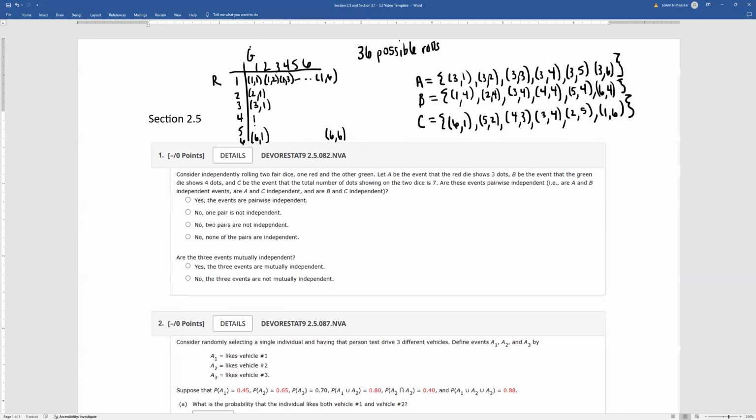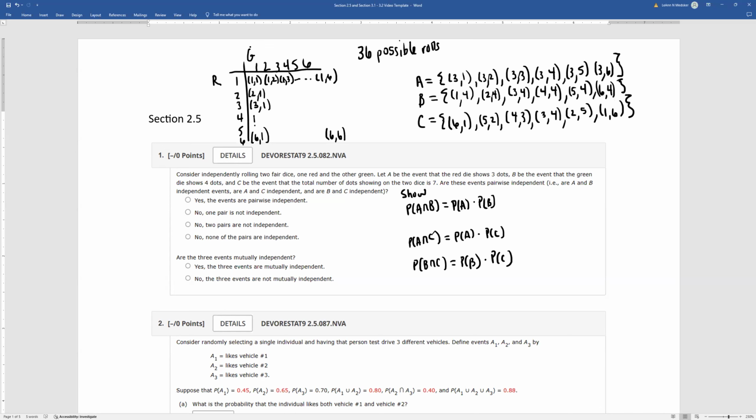Now we want to know if the events are pairwise independent. To prove that, we need to show each of the following. We need to show that the probability of A intersect B is equal to the probability of A times the probability of B. We'll need to show that the probability of A intersect C is the probability of A times the probability of C. And we'll need to show the probability of B intersect C is the probability of B times the probability of C.